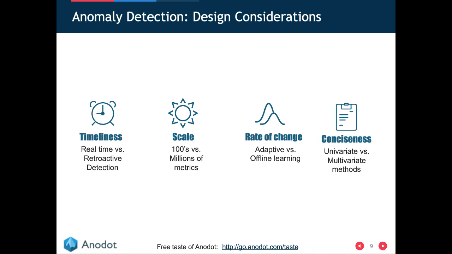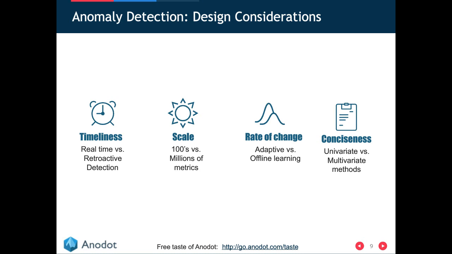The rate of change. Does the system that I'm measuring with all these metrics tend to change over time, rapidly or very slowly? And again, that leads to whether I'm going to use adaptive algorithms or offline learning algorithms.